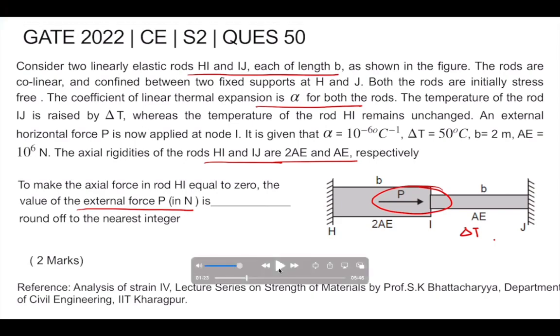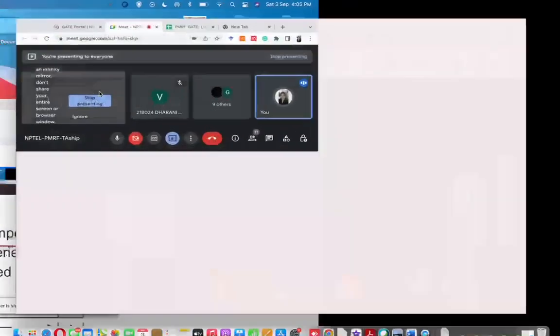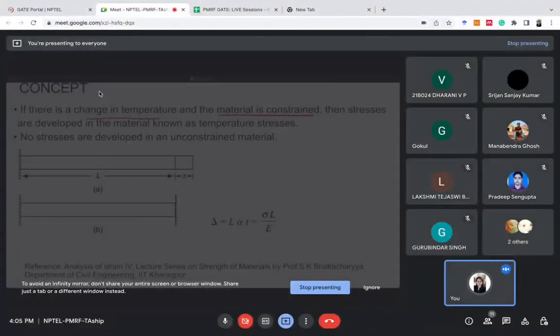Okay. Let us discuss the concept for this problem. Whenever there is a change in the temperature and the material is constrained, then stresses are developed in the material, and these stresses are known as temperature stresses. No stresses are developed in an unconstrained material.